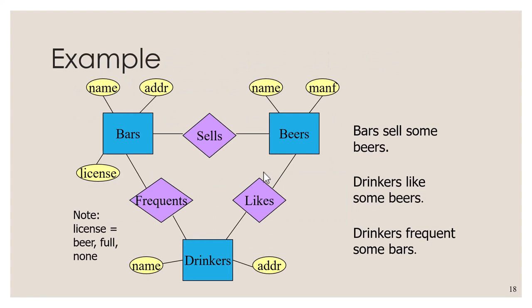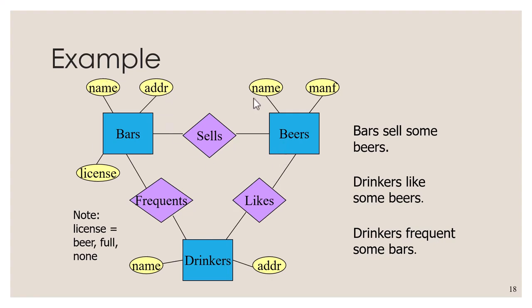This is a bigger example of an ER diagram. We have the entity sets bars, beers, and drinkers. Between these three entity sets, we see that there are three different relationships. Bars sells beers. Drinkers frequents certain bars, and drinkers likes certain beers, right?